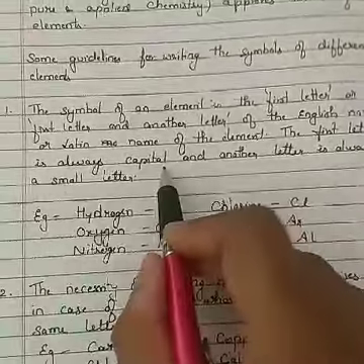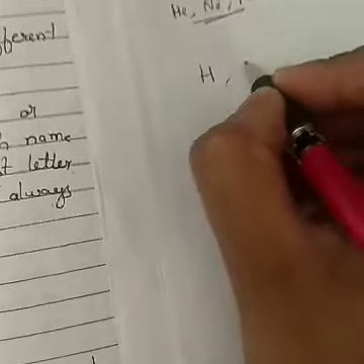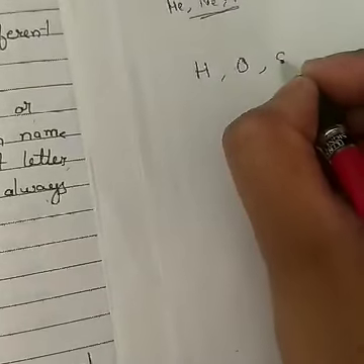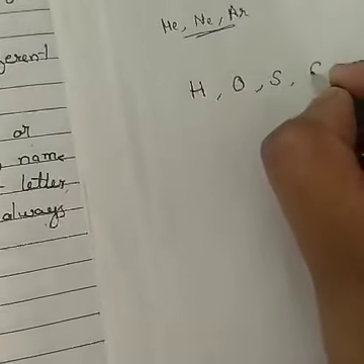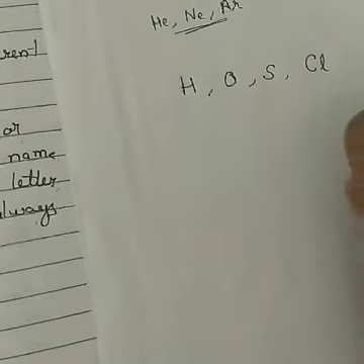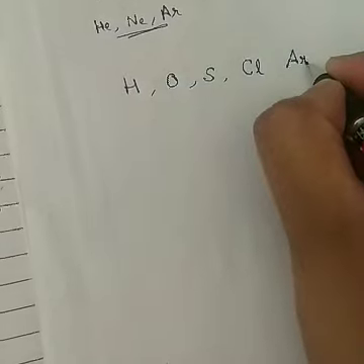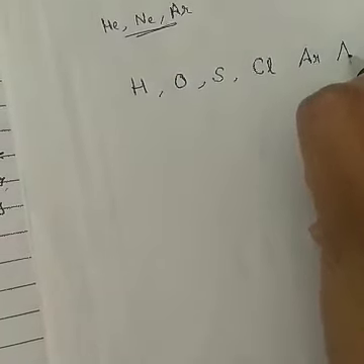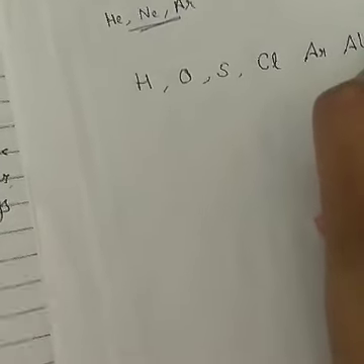The first letter is always a capital letter and the second letter is always a small letter. For example, hydrogen, we write H, oxygen O, sulfur S. Okay, chlorine. The first letter is C and the second letter is a small l. Argon, Ar. The first letter is a capital letter and the second letter is a small letter. Aluminium, Al. First letter is a capital letter and the second letter is a small letter.